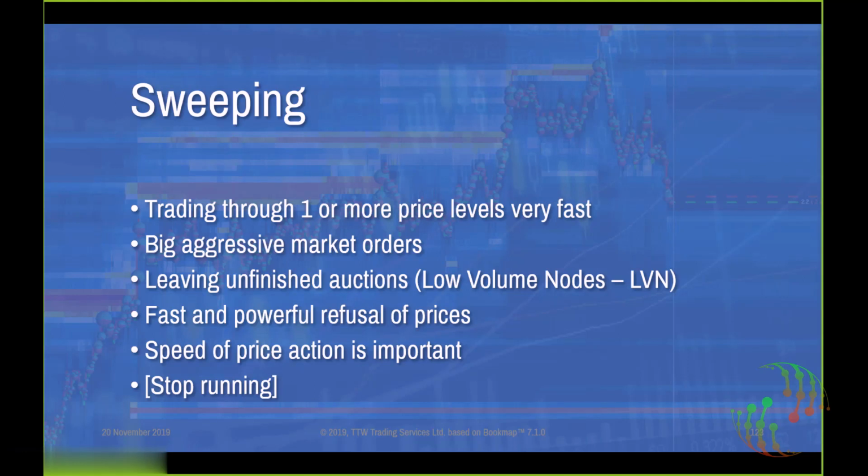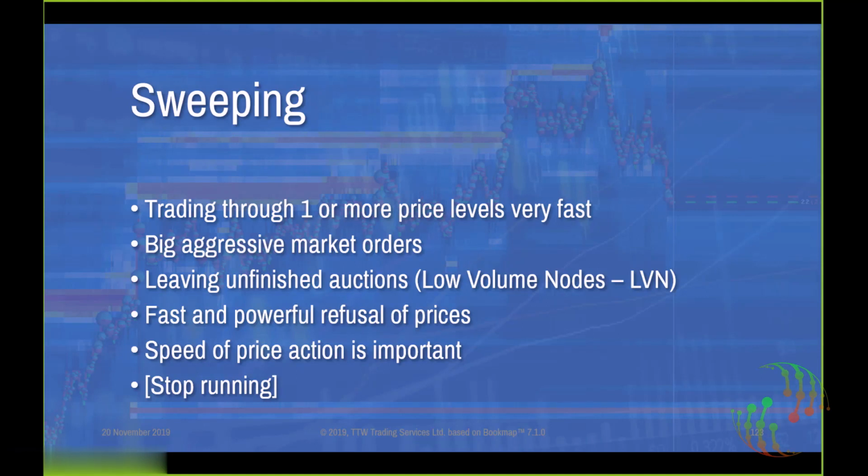There are several price levels which have not been traded. It leaves so-called low volume nodes, or you can also call them gaps. It's up to you how you see that. They are fast and powerful refusals of prices. The speed of price action is important, as we will see, and we will also talk about stop runs today. We have a nice example of a stop run in yesterday's auction. We will go through the stop run later on.